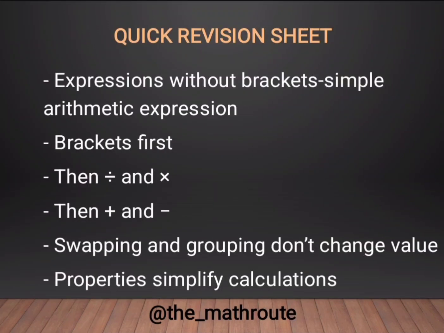Let's do a quick recap. Expressions without brackets are simple arithmetic expressions. So brackets are to be solved first, then BODMAS: division, multiplication, addition and subtraction. Swapping and grouping don't change the final result or the value, and properties are used to simplify calculations and evaluate. The properties are commutative, associative and distributive.